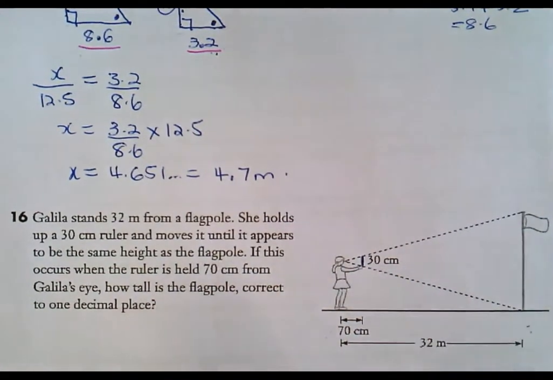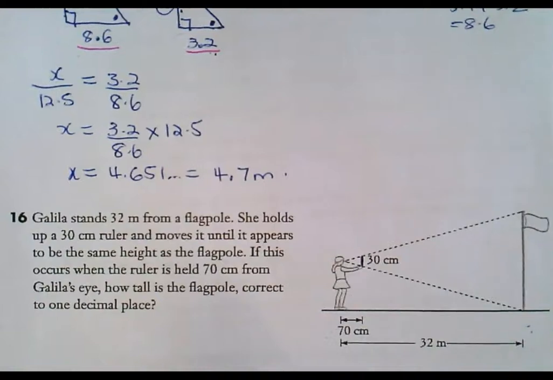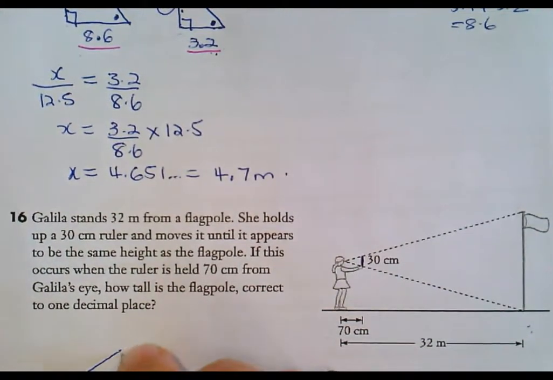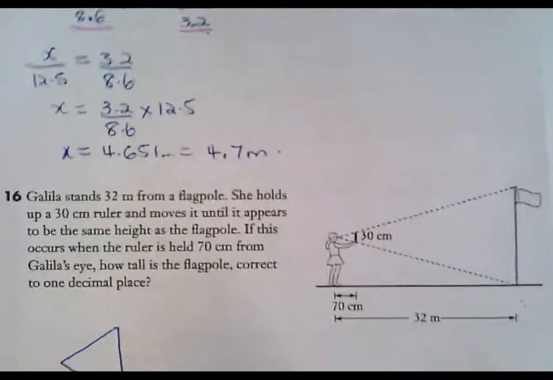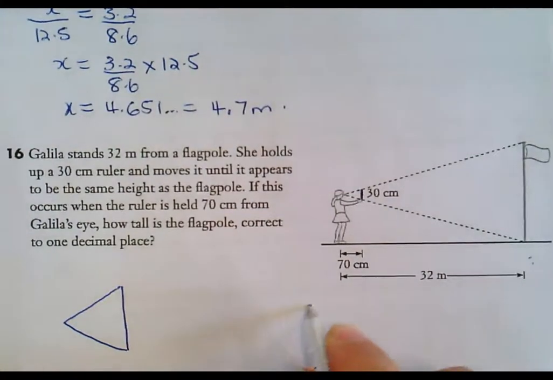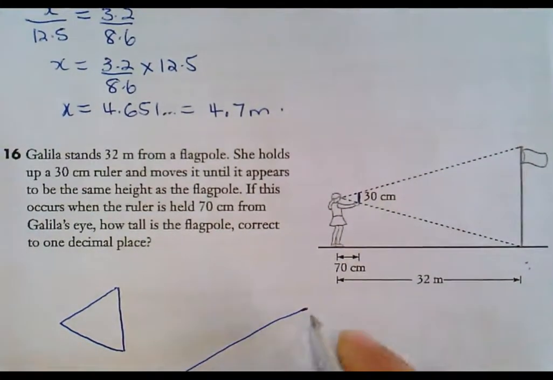So she's got a ruler out in front of her. It's a 30 centimetre normal ruler, and she moves until it appears to be the same height as the flagpole. If this occurs when the ruler is 70 centimetres from her eye, how tall is the flagpole correct to 1 decimal place? So I'm going to draw the two triangles. This is the small one, this is the large one.